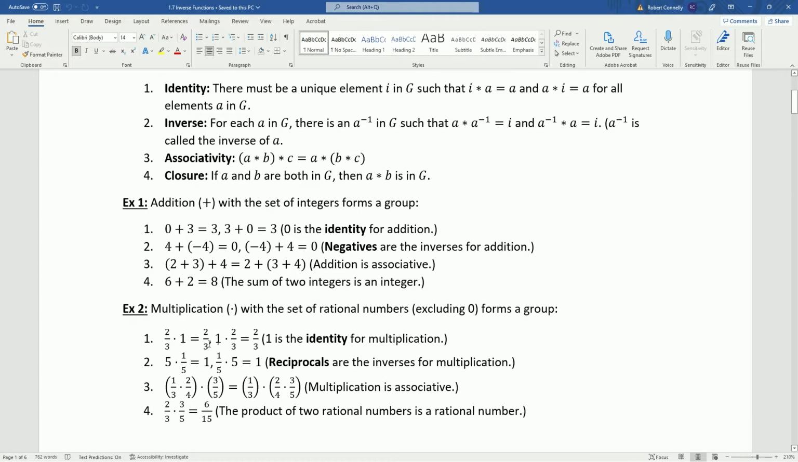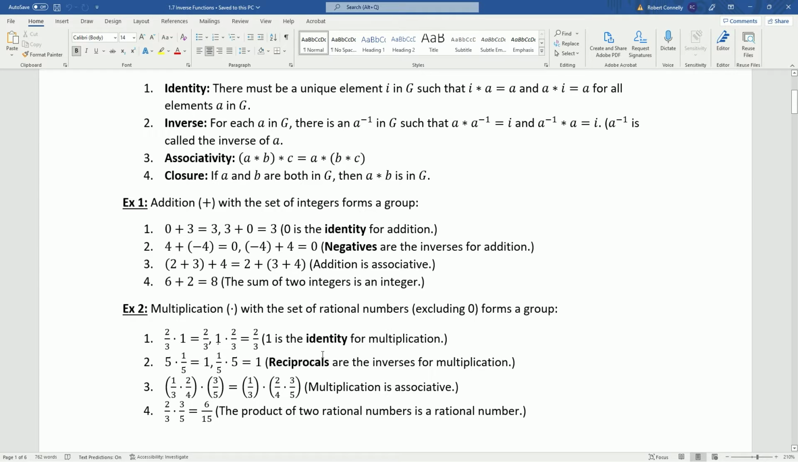So first of all, what about an identity? Well, multiplication has an identity, that's the number 1. If I take a fraction times 1, I get the same number. If I take 1 times that fraction, I get the same number. Reciprocals are the inverses for multiplication. So 5 times 1/5 equals 1, the identity for multiplication. And 1/5 times 5 equals 1, that's the identity for multiplication. Okay, so far we've got an identity, we've got reciprocals.